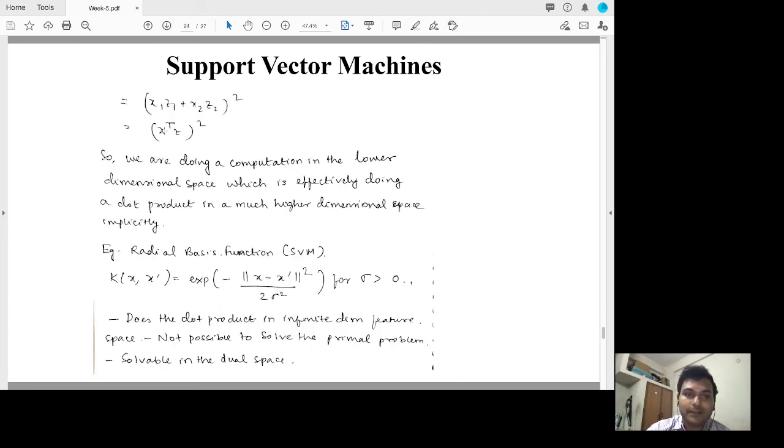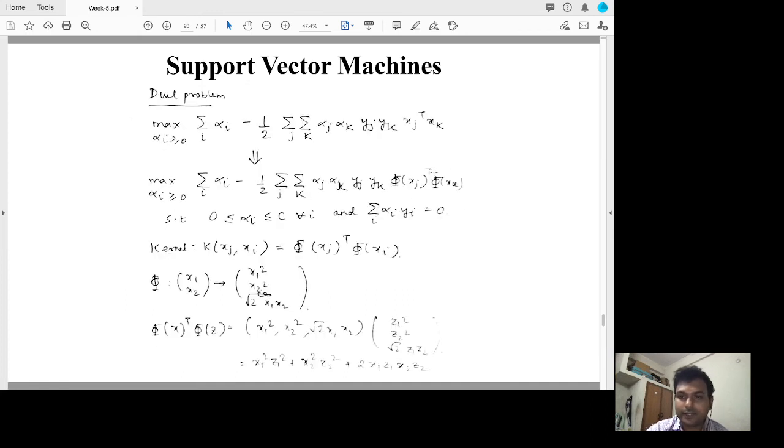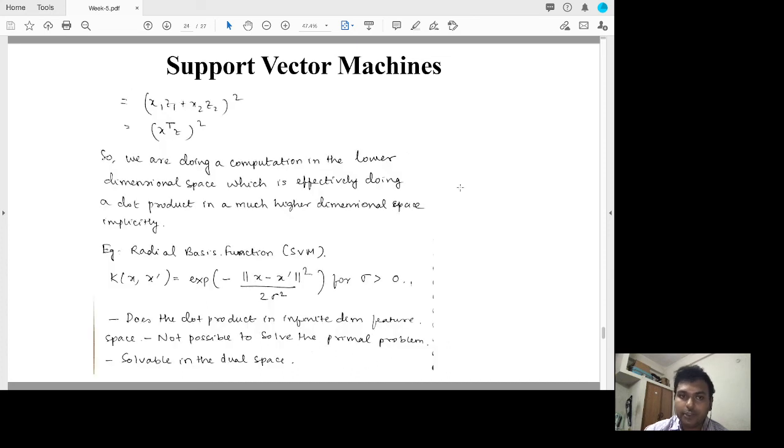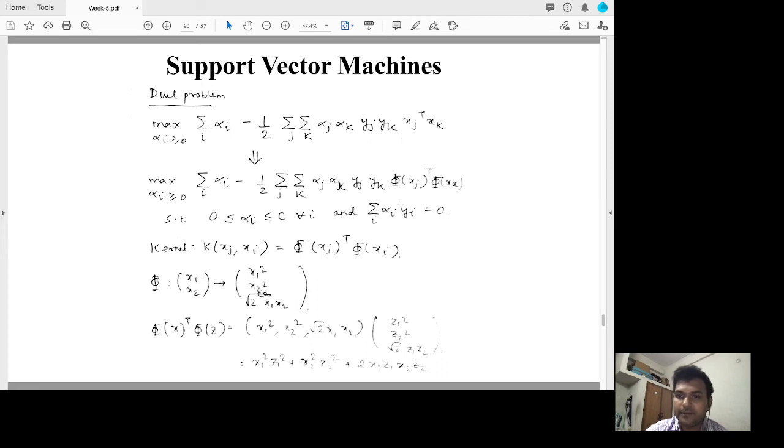You may as well think of it as: I will take x and z, I will do x transpose z whole square and you will get something. Correct. You will get the value of whatever this phi of xj transpose phi of xk is. You will do x transpose z, you will take a square and you will get this value. All you care about is this value. You don't care about how you got here. In essence, what I am trying to show, or what people have shown, is that when you are doing x transpose z whole square, in effect you are taking a dot product in the higher dimensional space.